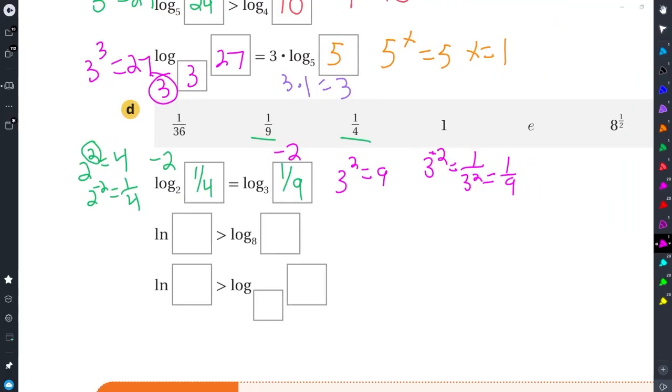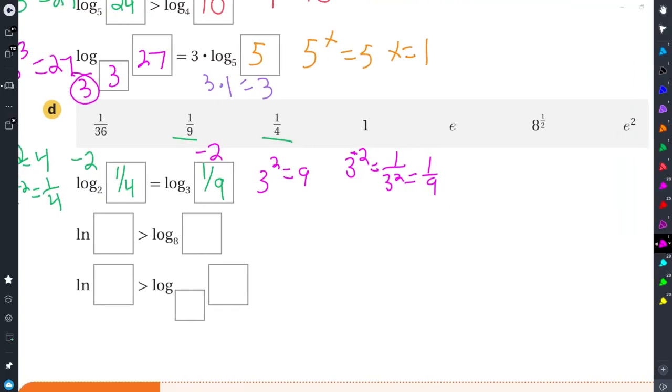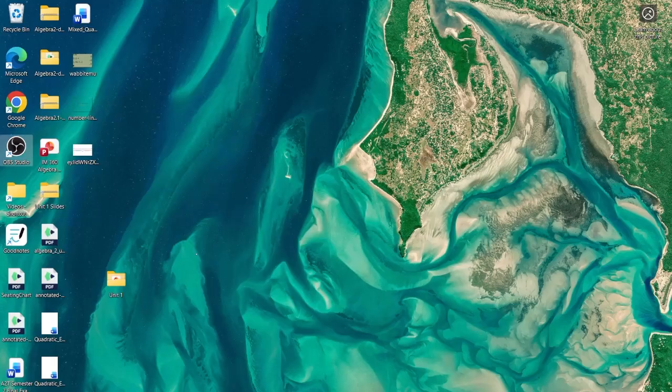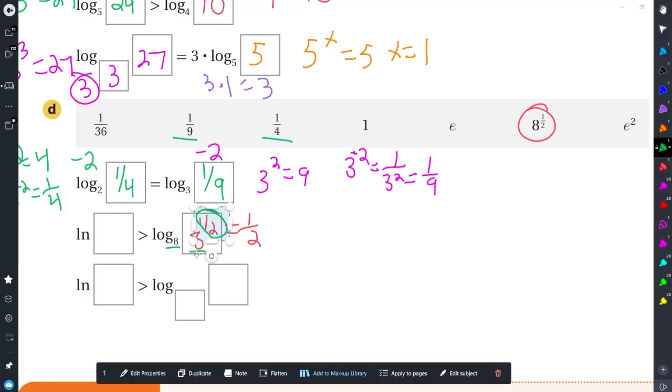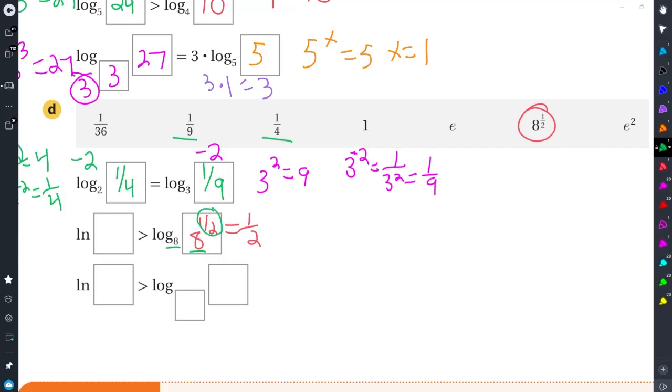Now I have the natural log of something is greater than log base 8 of something, and then the ln of something is greater than log base blank of blank. Let's try log base 8 of 8 to the 1/2 power. This is just going to equal 1/2. We had talked about how if the base and the other number like that are the same, then it's going to equal that exponent. So that's equal to 1/2. So I want the left side to be bigger than 1/2.